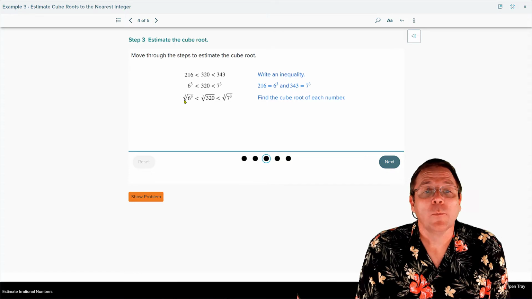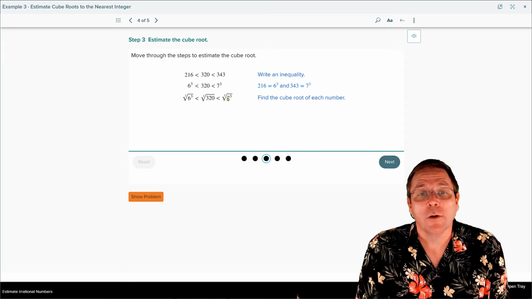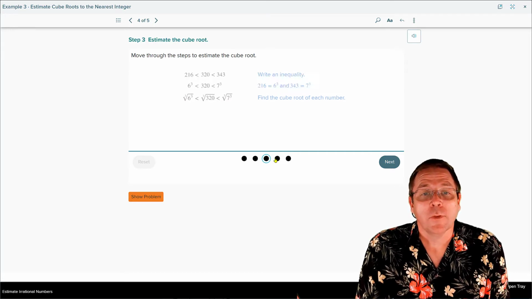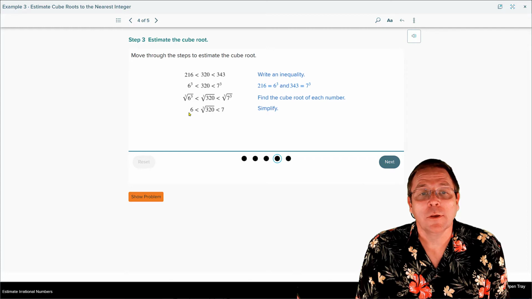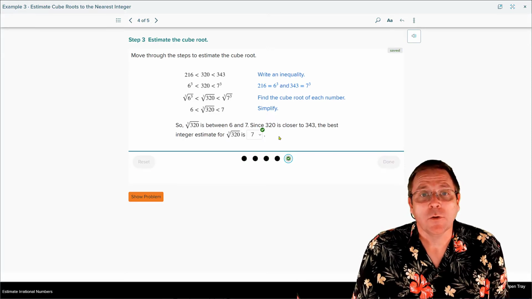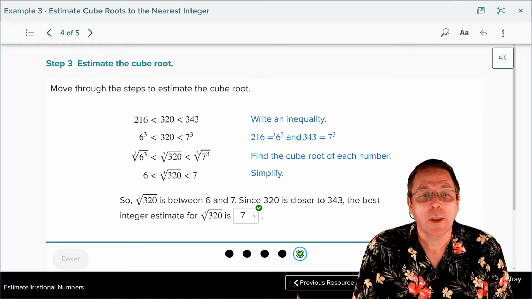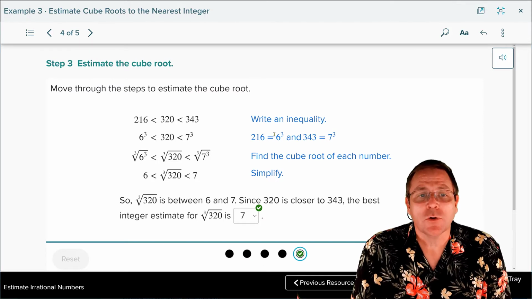And then they went from there and said the cube root of 6 cubed, and so on. So they took this line here, put the cube root radicals over everything, and from there they came down to this. And from there they came down to the fact that since it is closer to 7, 7 is going to end up being your correct answer. I guess I could zoom in on that a little bit so y'all could see it better. But that's the gist of how you're showing your work.